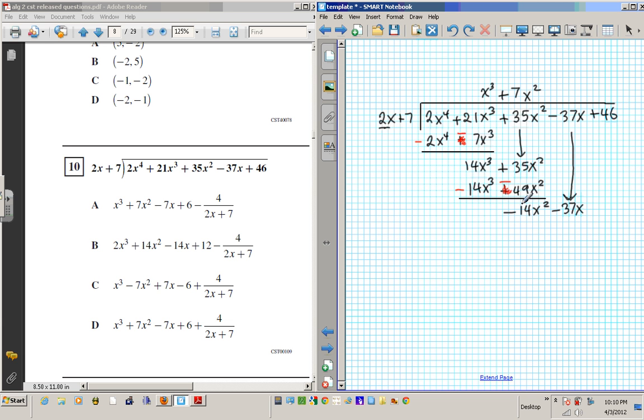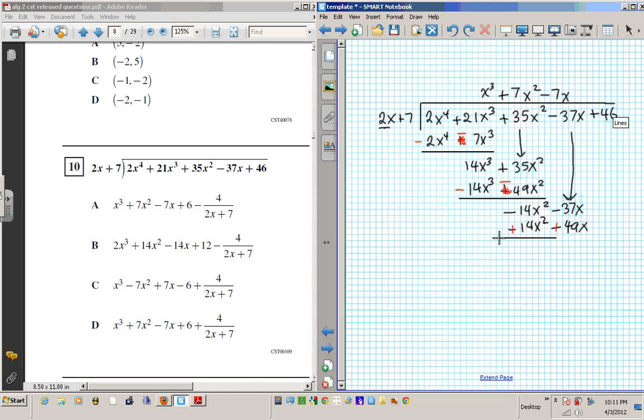2x times what gives me negative 14x squared? I know 2 times negative 7 gives me negative 14. X times x gives me x squared. So this times this should give me that. Okay, so let's distribute to both terms here. So we have negative 14x squared, and then negative 7 times 7 is minus 49x. Now we're going to add the opposite of this, or subtract. So minus becomes plus, minus becomes plus.